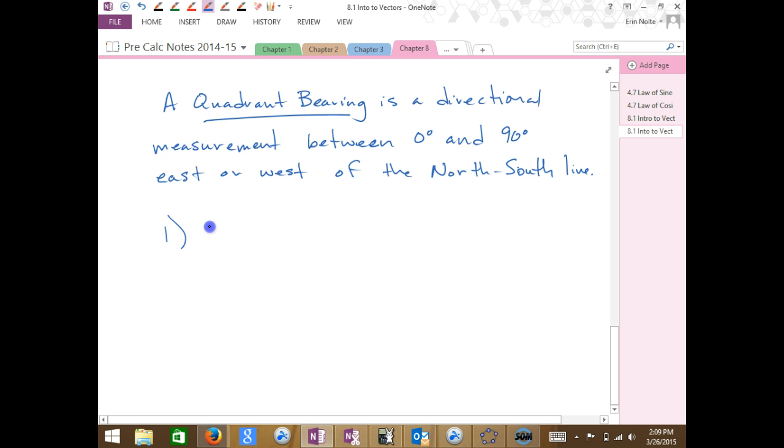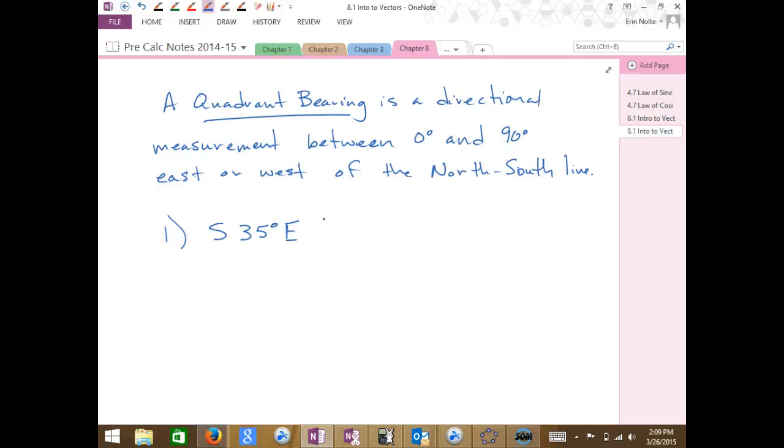So let's say I have the bearing south 35 degrees east. When it's in quadrant bearing, the first piece will be either north or south. Then it will give you your angle, which will only exist between 0 and 90 degrees. And the third piece is going to be either west or east.